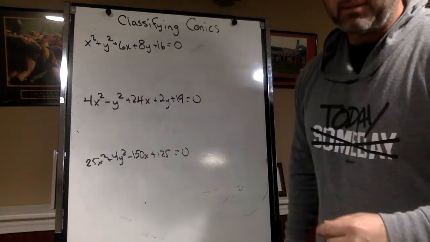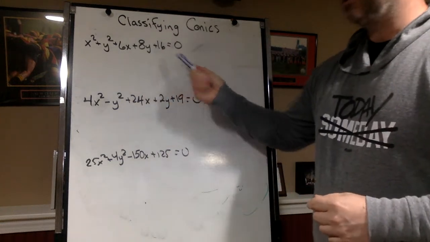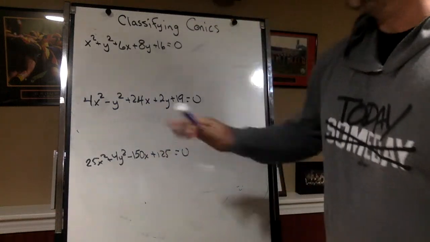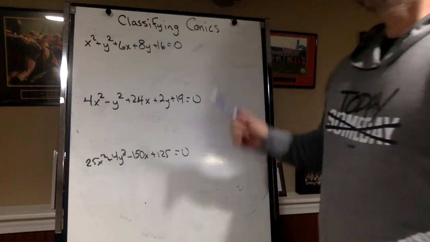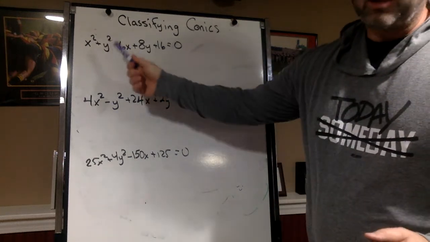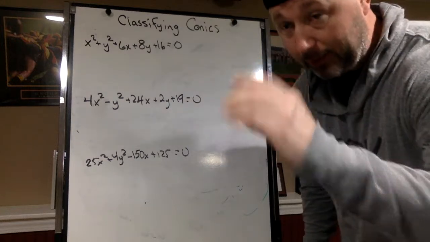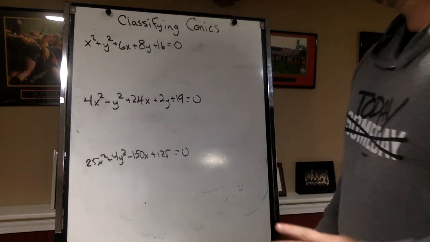If I said graph that by hand or even graph it on your graphing calculator, you're going to look at me and go, "What are you talking about, Mr. Farrell? I don't know what's going on." Right. So we're going to use our trick. Now, I could recognize right away that this one, I got a positive x squared and a positive y squared. It's going to be a circle or an ellipse. So what do I do?